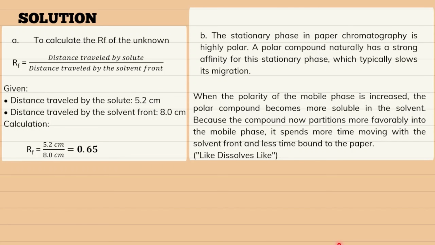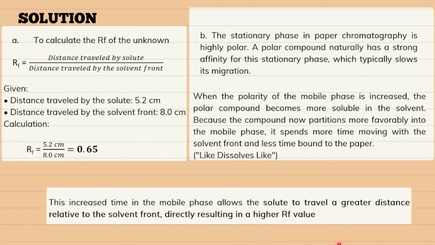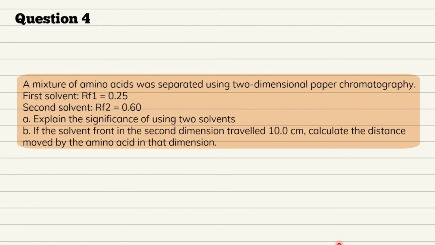This is because like dissolves like. So a more polar solvent would increase the solubility of that polar solute that was kept on the paper. And this increased time in the mobile phase will allow the solute to travel a greater distance relative to the solvent front, directly increasing the RF value. So therefore, if a more polar solvent is used, the RF value for the polar compound would increase. So question 4 now.